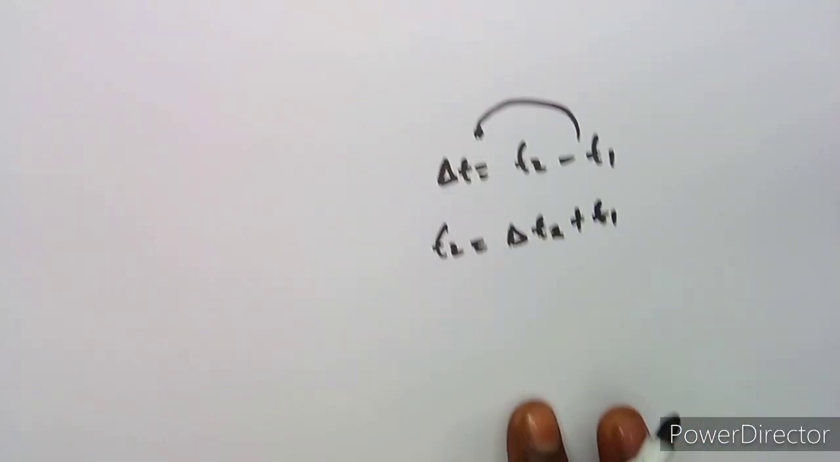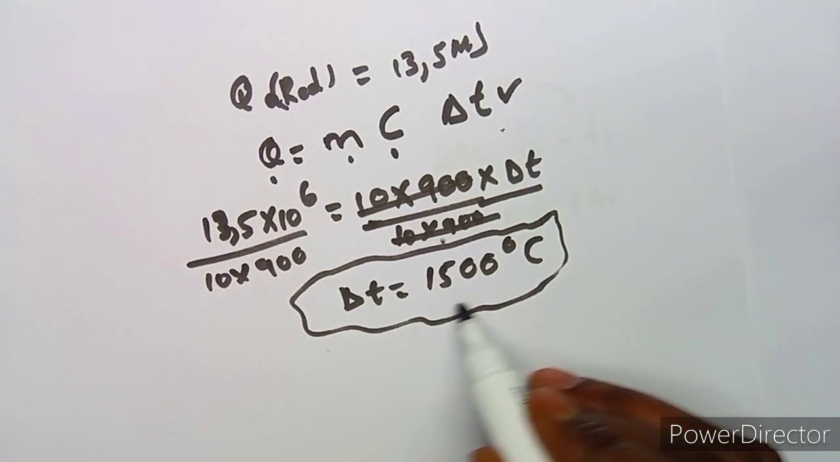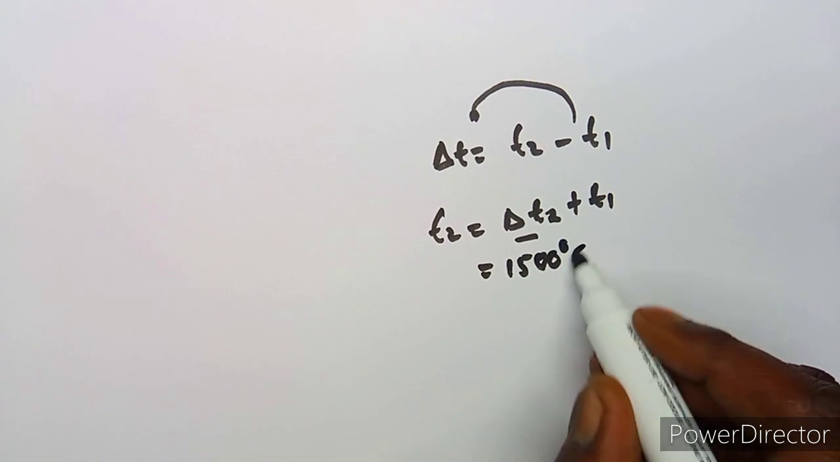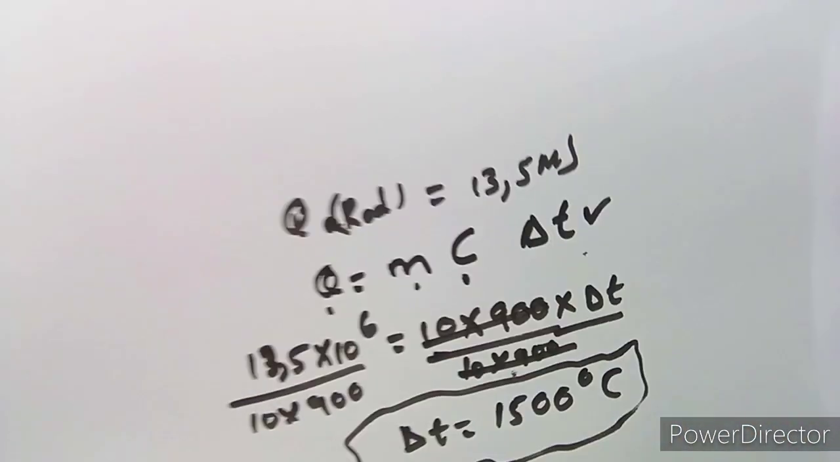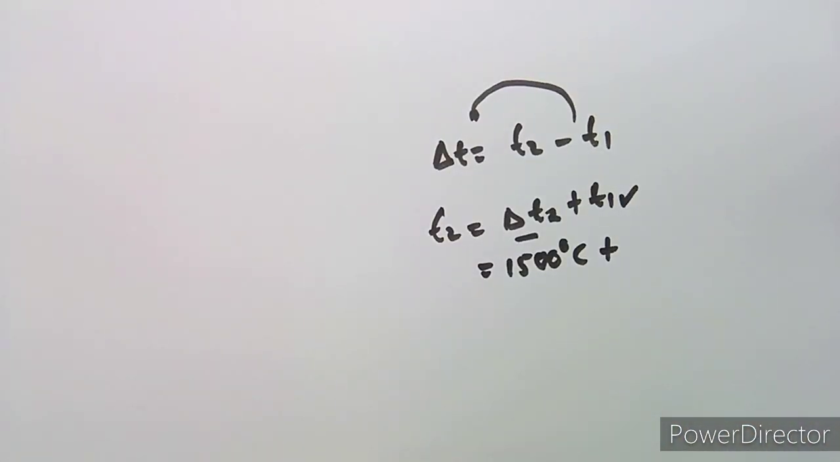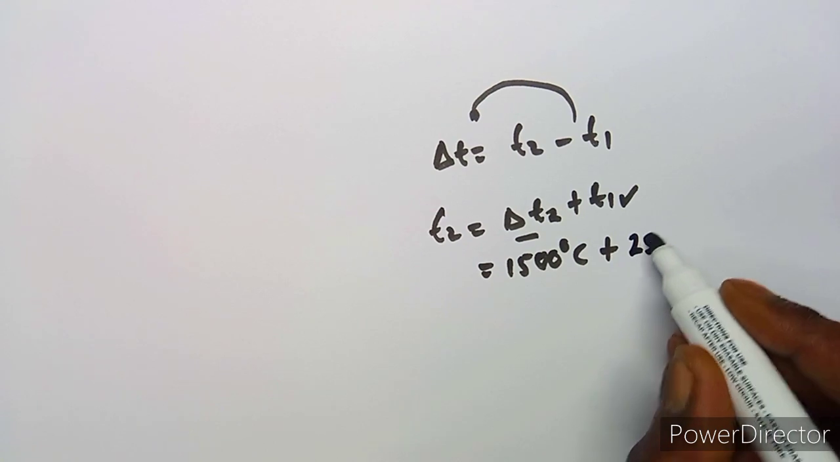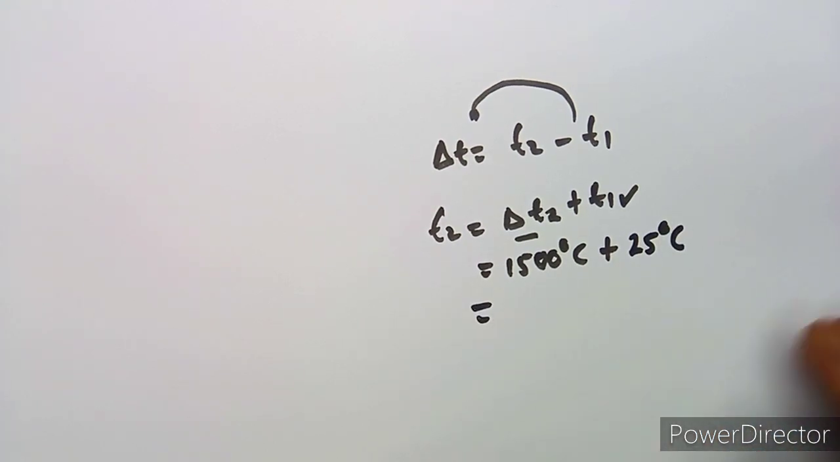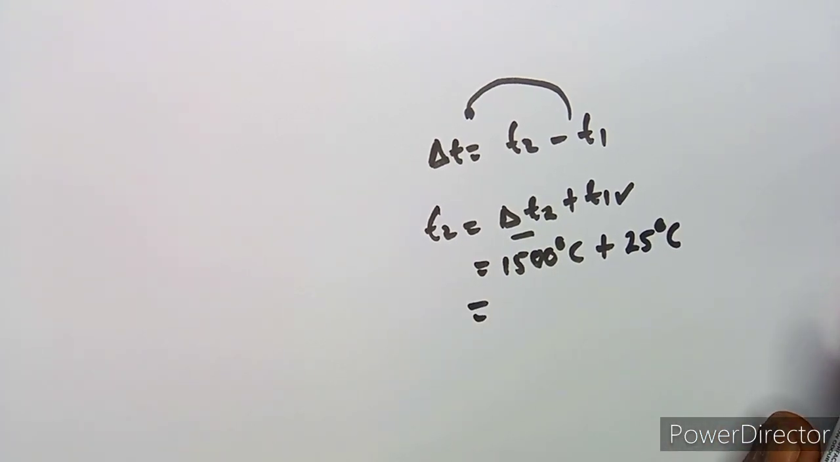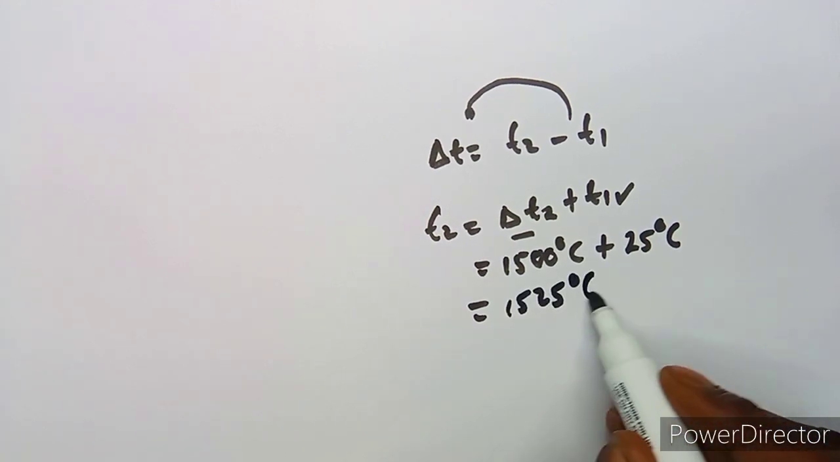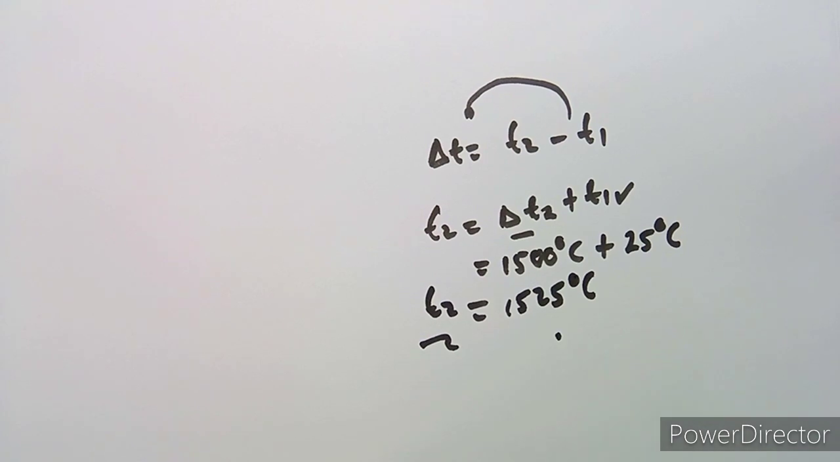All right, so we are going to add the change in temperature, 1500 degrees Celsius, plus the initial temperature, which is where we started from. Remember, our initial temperature was 25 degrees Celsius. So we are going to add, which is going to give us 1525. Okay, that's your T2 from that part.